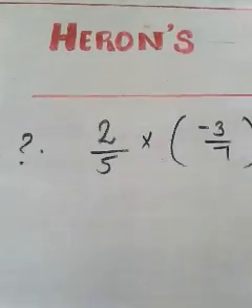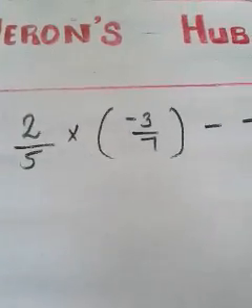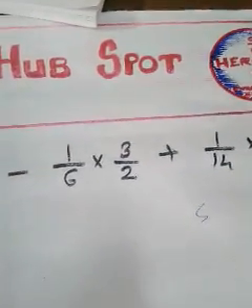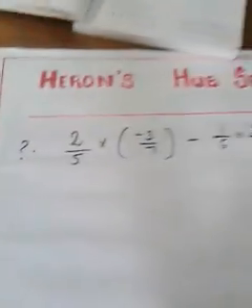See, this is your next question, and this is also, as I said, a lengthy question. 2 by 5 into minus 3 by 7 minus 1 by 6 into 3 by 2 plus 1 by 14 into 2 by 5. See, this is your question.